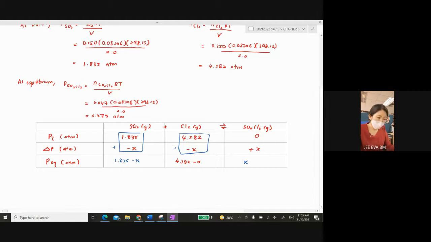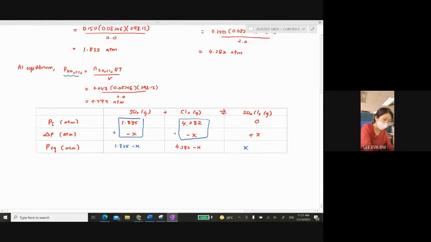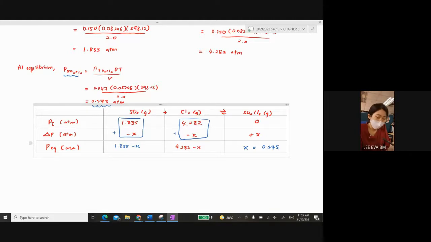Okay, so we back to the equilibrium partial pressure 0.575, which is equals to your equilibrium partial pressure SO2 Cl2. So if you want, you can straight away fill it inside your ICE table. So maksudnya awak terus dapat dah value X. Is everything good? Okay, sampai sini okay tak? Okay, madam. Alright. So kalau okay, kita kira lagi.